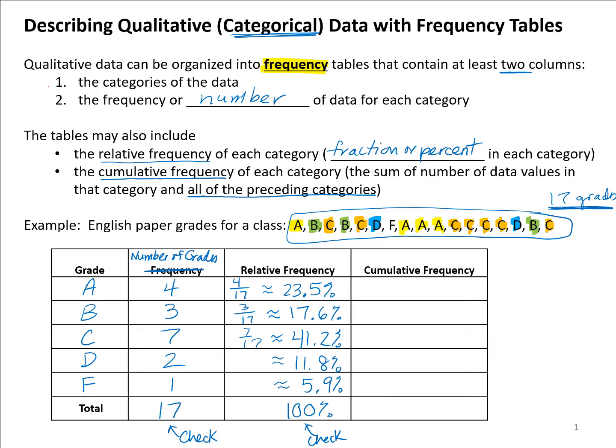So the relative frequency gives us the percentage of the grades that are in that particular category. So as we could see, there were about 41% of the grades were C's, whereas about 24% were A's.